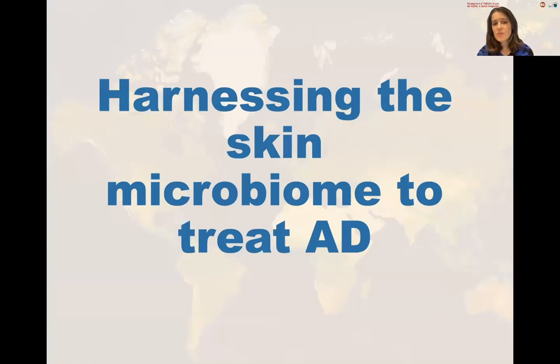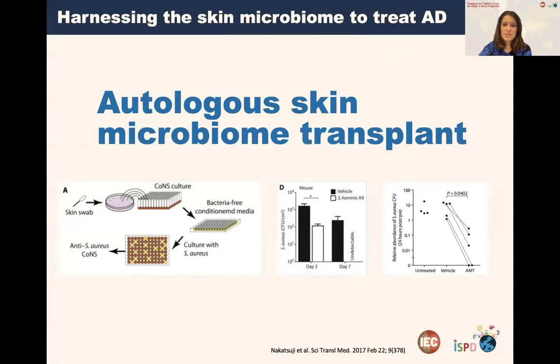So finally, moving on to some examples of how the skin microbiome may be harnessed to treat atopic dermatitis. Firstly, this study used an autologous skin microbiome transplant in mice and then in adults with atopic dermatitis, and in both cases showed that the abundance of Staph aureus was significantly reduced after treatment with commensal staphylococci in the form of topical microbiome transplant.